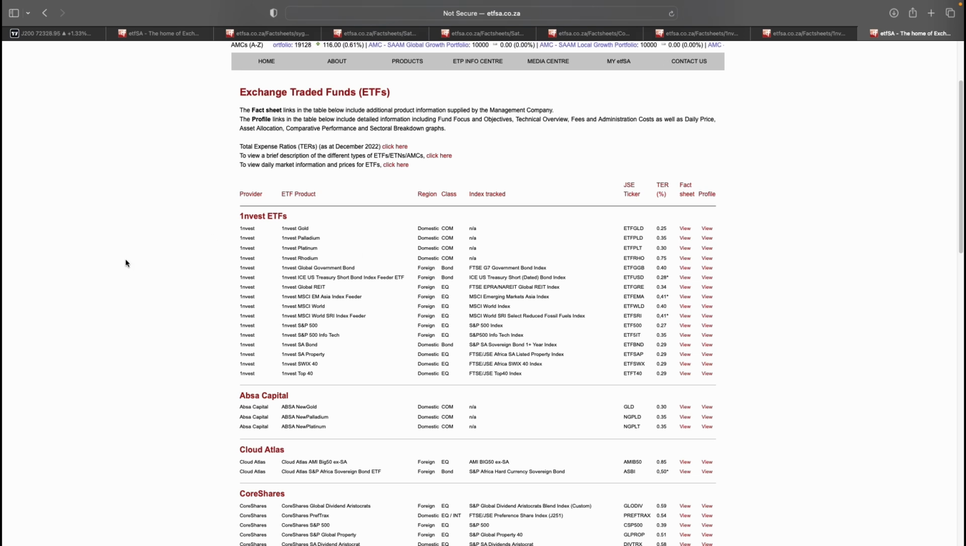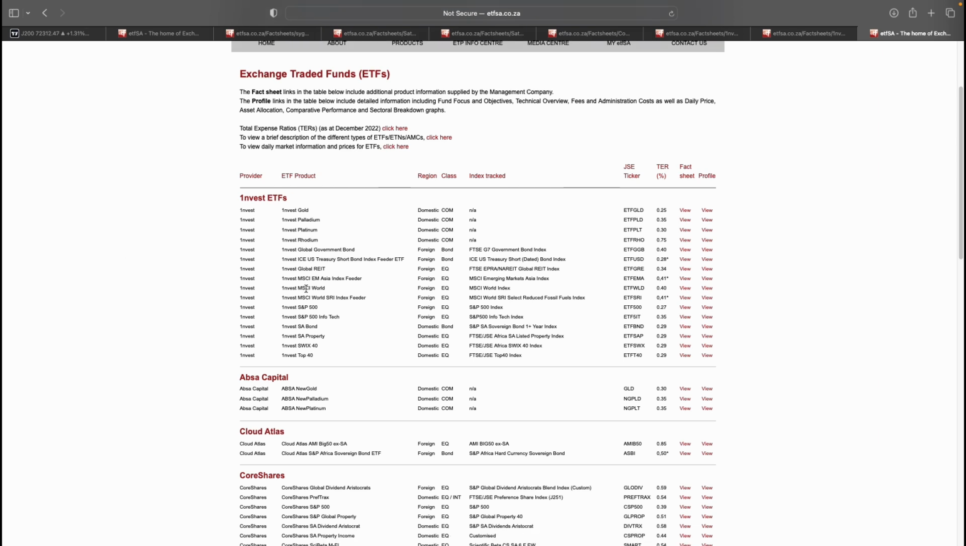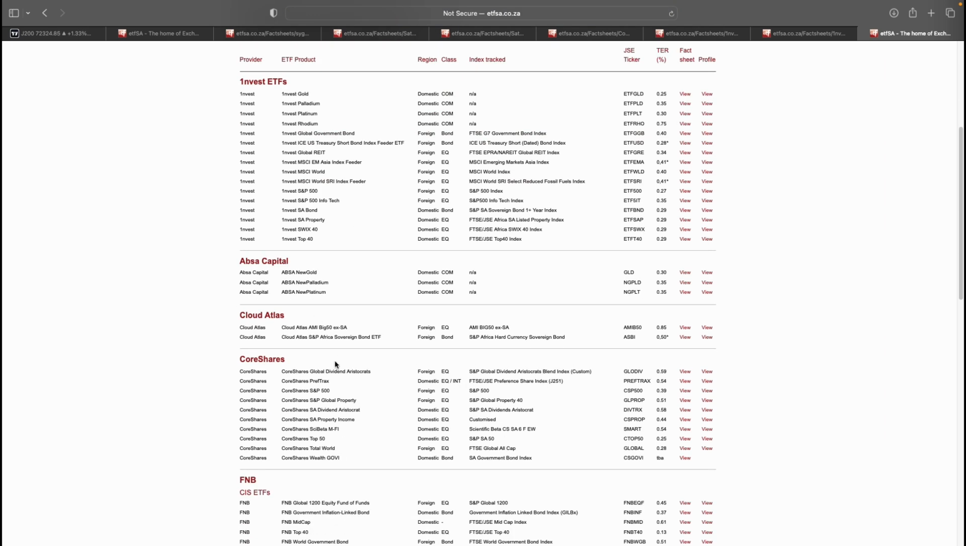So now we said that we're going to be talking about the S&P 500 ETF. There are different S&P 500 ETFs that you can find on the JSE. You can see Invest have one. They have the S&P 500. They also have the S&P 500 Infotech. As you scroll down, you see there's also Coreshares S&P 500.